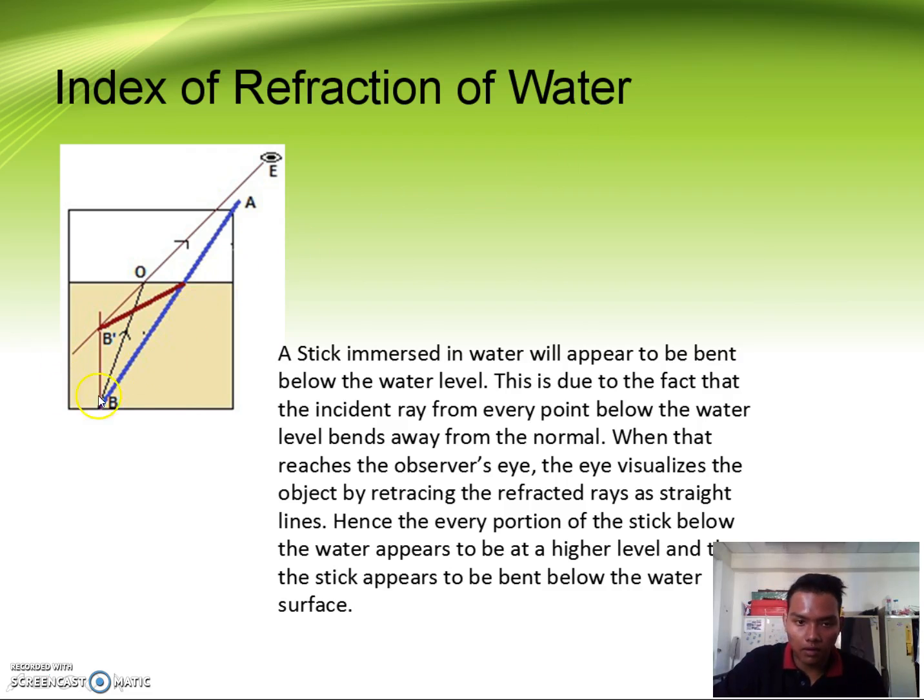Third is the index of refraction of water. You can see a stick immersed in the water will appear to bend below the water level. This applies when you see a fish in the water. This is the refractive index of water.